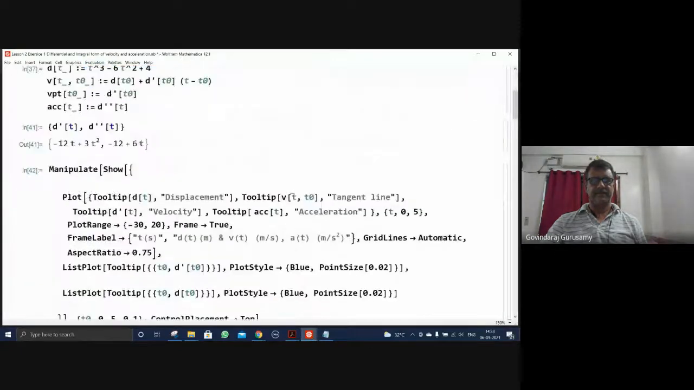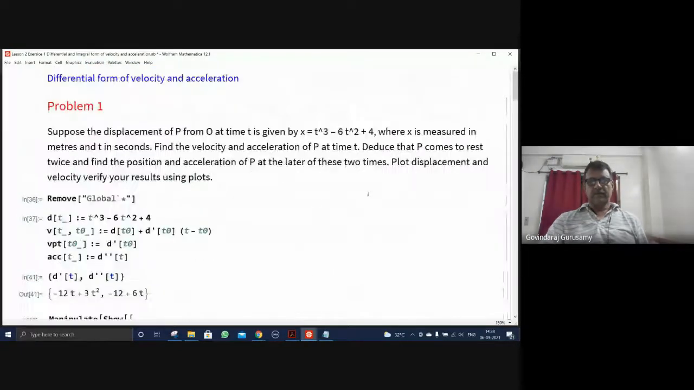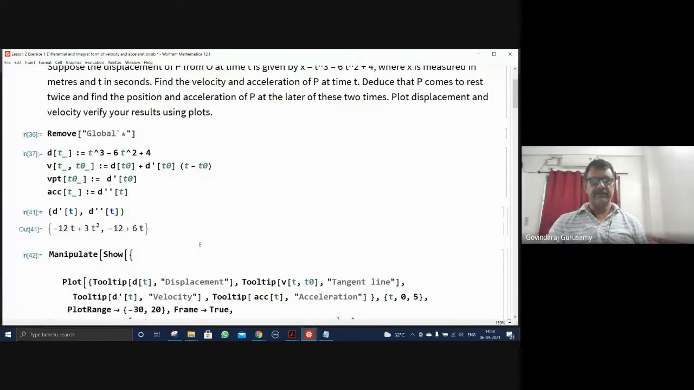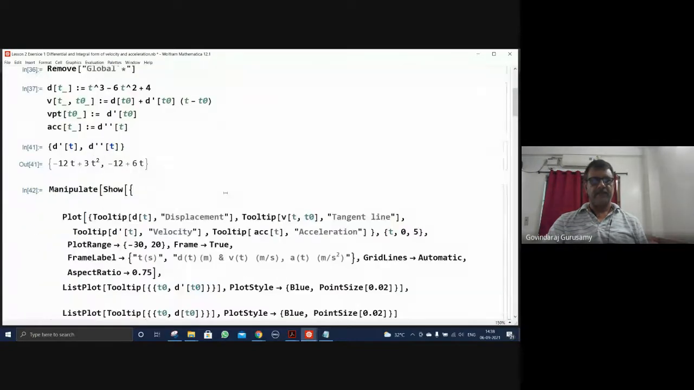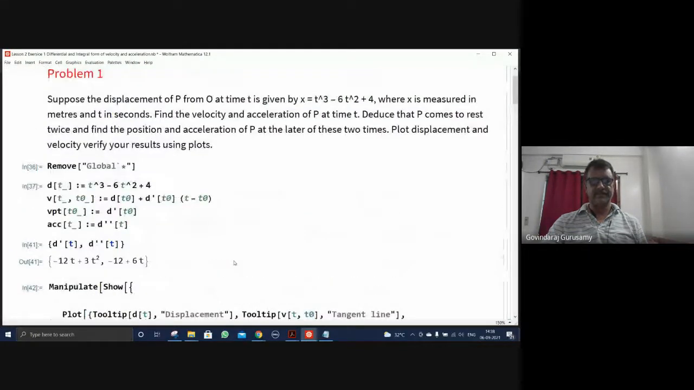Let's start working it out. What is given is the displacement, which is a function of time, t cube minus 6t square plus 4. By doing this exercise, we will learn something about defining functions in Mathematica, and we will understand a little about the derivative part and integration also. At a later stage, you will learn numerical integration and numerical differentiation. And how to give the Mathematica input, how to make plots, and how to get the information from the plots. All these things can be seen now.